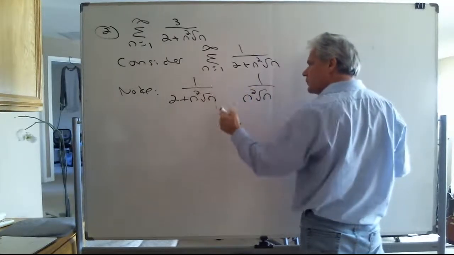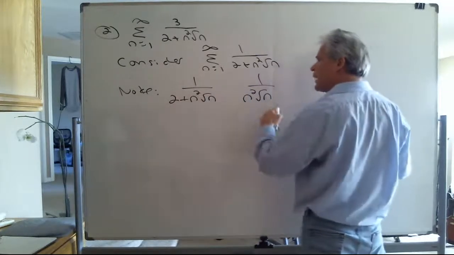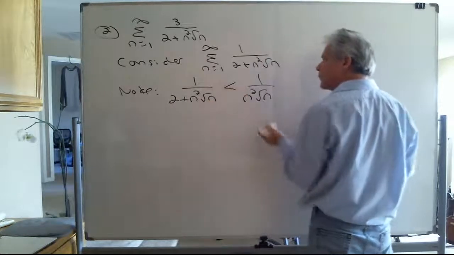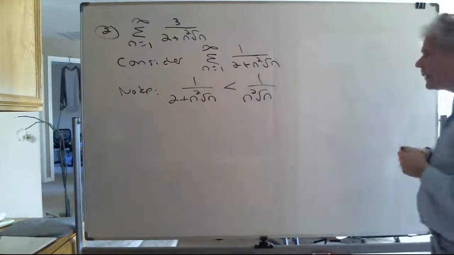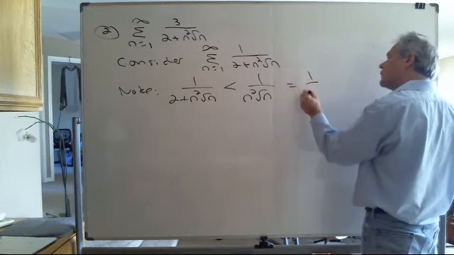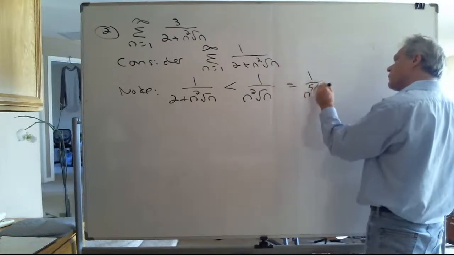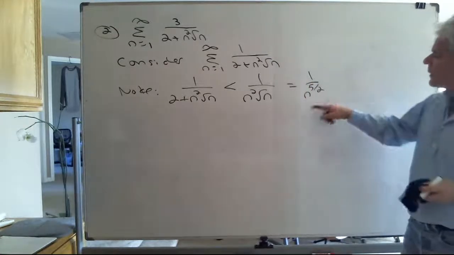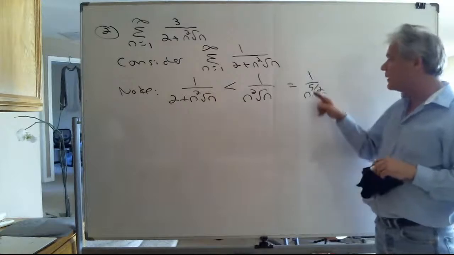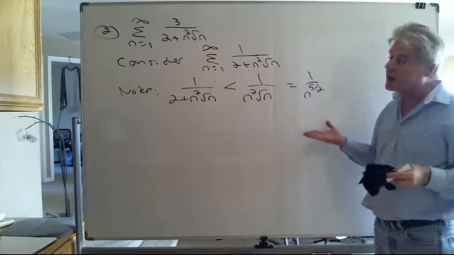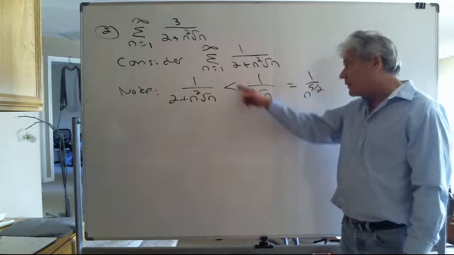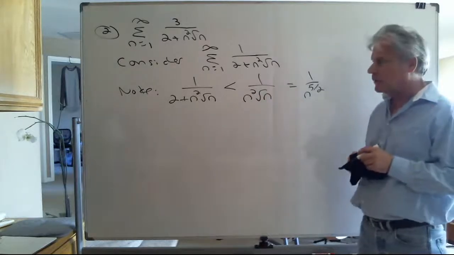These two numerators are the same, but that denominator is larger than that one, so this fraction is strictly less than that fraction for all natural numbers n. But this is nothing more than the following. And we immediately recognize that as the nth term of a p-series, where p is equal to 5 halves, which is bigger than 1. So the series with this nth term converges as a p-series.